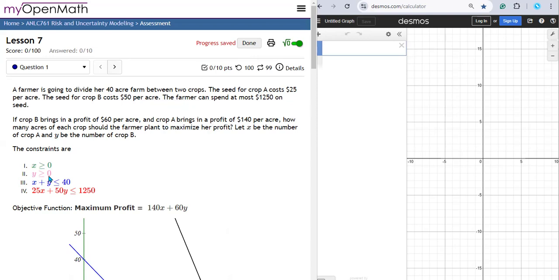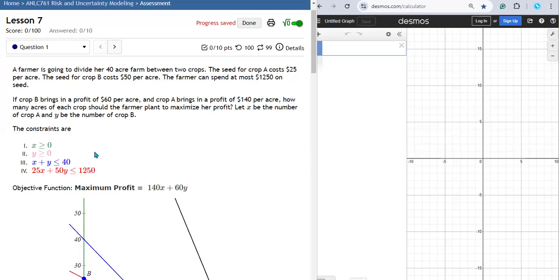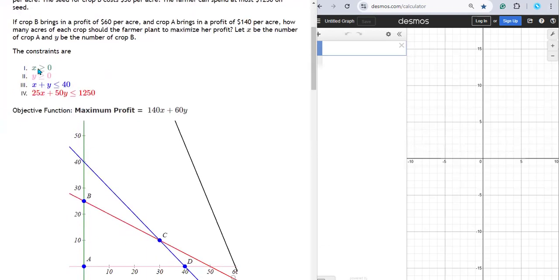The next one, Y greater than or equal to 0, is the number of acres that the farmer plants under crop B. And again, it can't be negative. It has to be 0, 1, 2, all the way up to 40. So these are like reality constraints. Time doesn't flow backwards, time flows forward. Quantities can't be negative. Now, in the graph down here, this constraint is this green line here. This pink constraint is modeled right here.